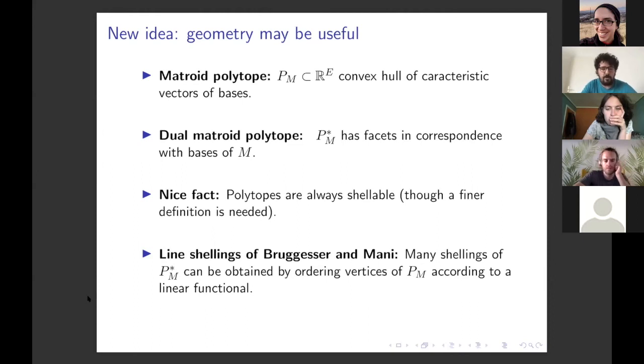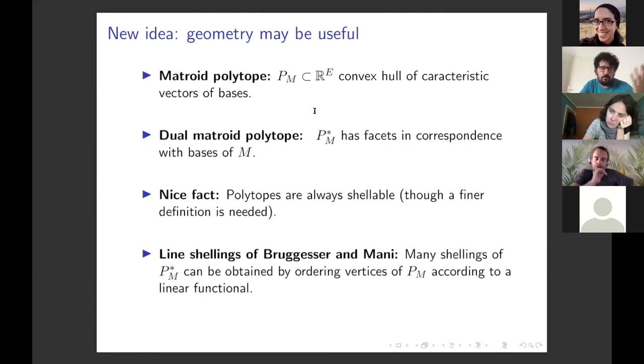The first proof of shellability is this idea of a rocket shelling or a line shelling by Bruguière and Mani, which in a sense, or in a dual setting, tells you that if I want to shell my polytope PM star, all I have to do is order the vertices of PM according to a linear functional, and my vertices correspond to facets, and that order is going to shell my simplicial polytope. Okay, so this is classical, and it's kind of well known.